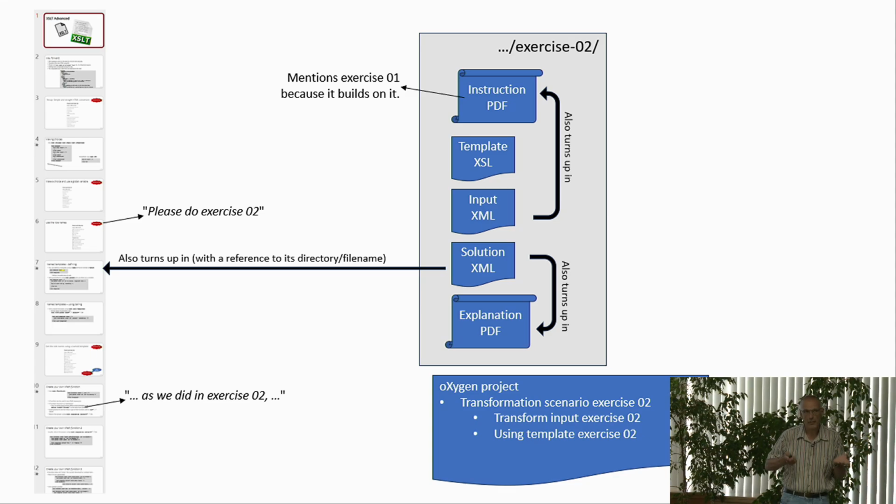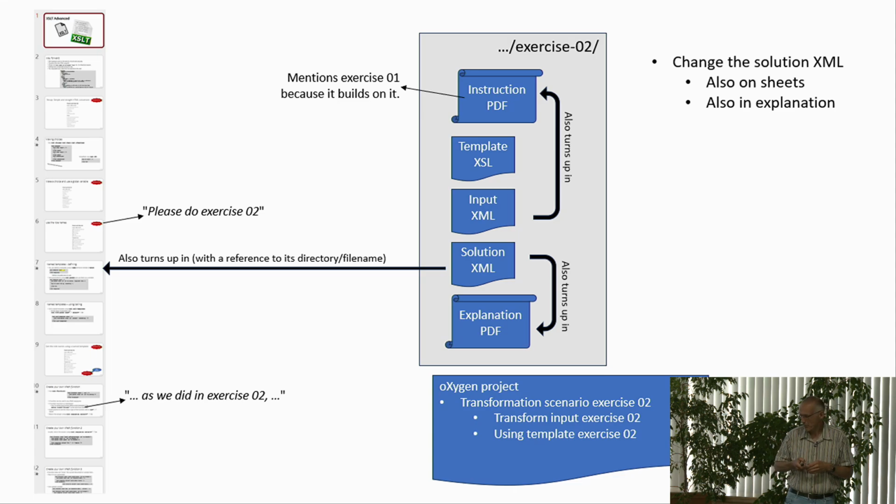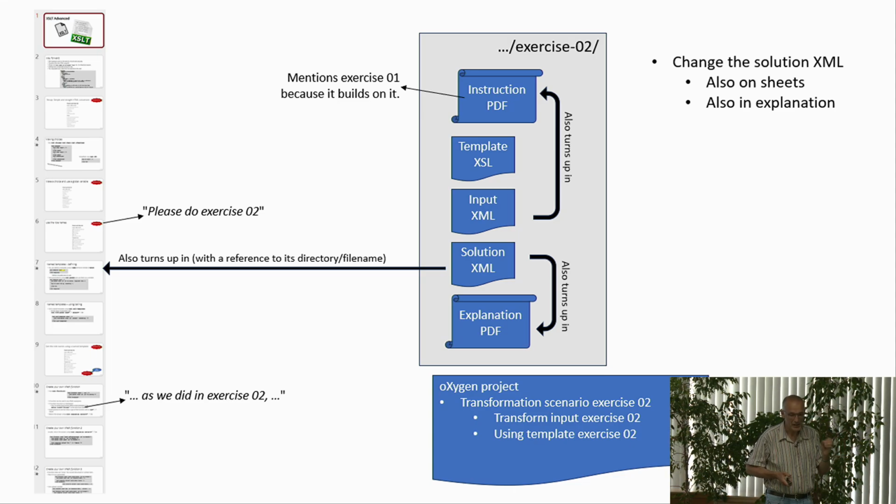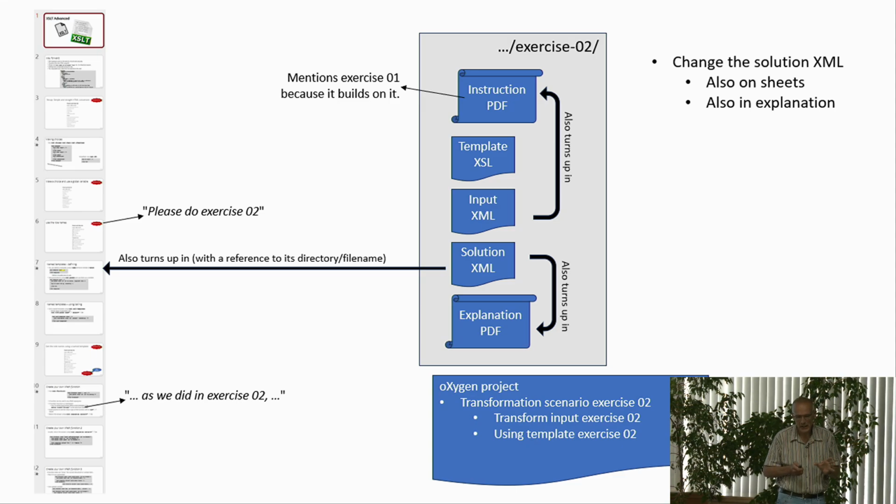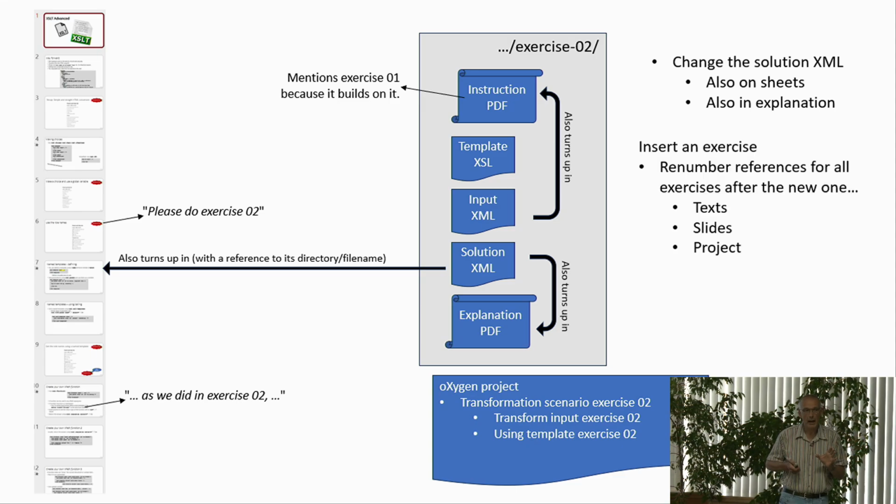But then I think, oh, this is not good enough, let's change something. So I change the solution XML, and then I have to remember that I duplicated this code in my presentation and in my explanation PDF. Okay, that's kind of easy, but then I insert an exercise. And then you can see that really the shit hits the fan, because you have to renumber everything, everywhere, every reference in your project file, in your presentation. It's horrible.